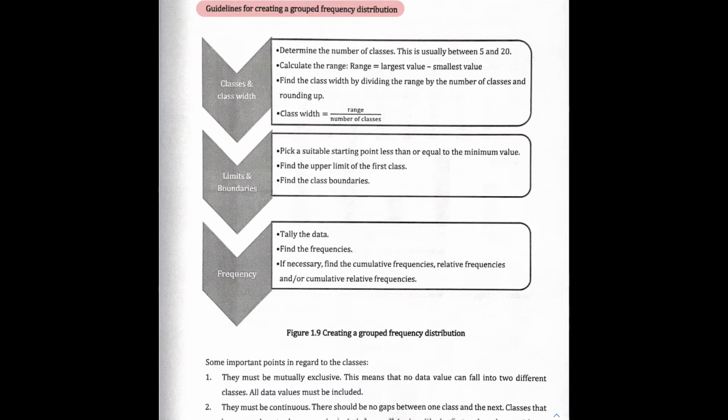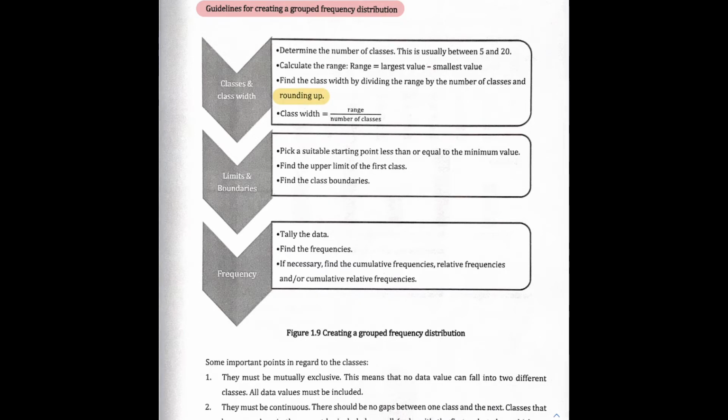And then how to calculate the range? Largest value minus the smallest value. And then you calculate the class width, using this formula: range over number of classes. And then always round up.